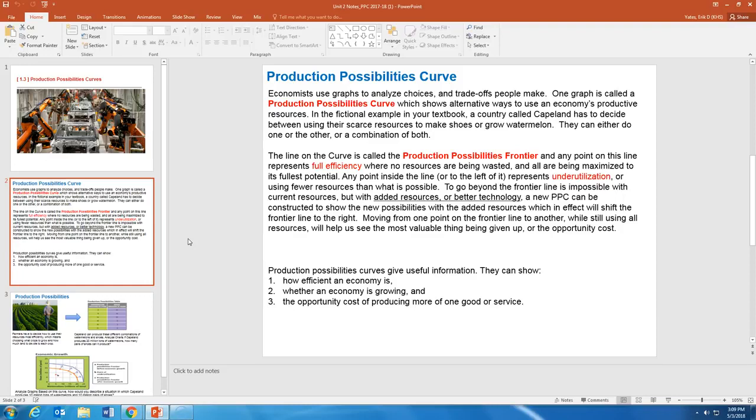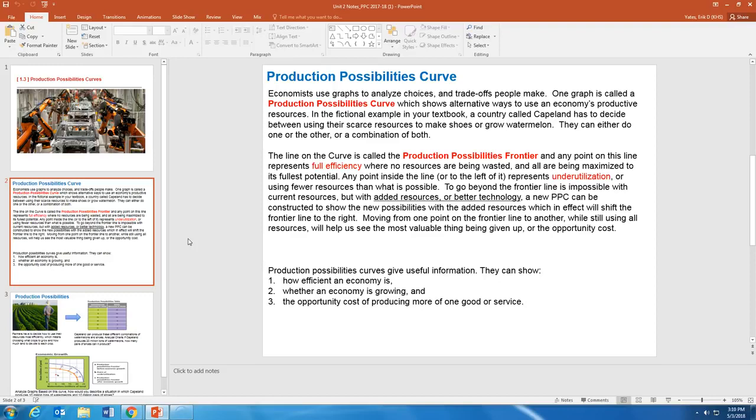The line that I'm going to show you on this curve is called a production possibility frontier. And if any point is represented on that line, it represents what we call full efficiency, meaning we are not wasting those factors of production, the land, the labor, or the capital. They're all being used 100% with no waste, maximized to its fullest potential. And so that's the frontier. That's the best we can do. We can't go past the frontier.